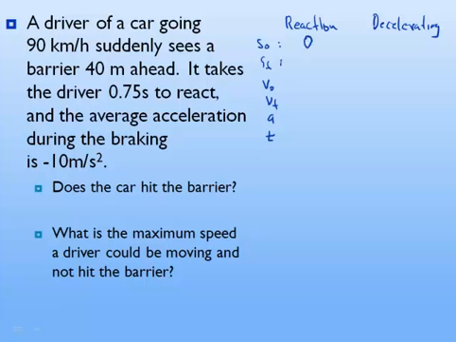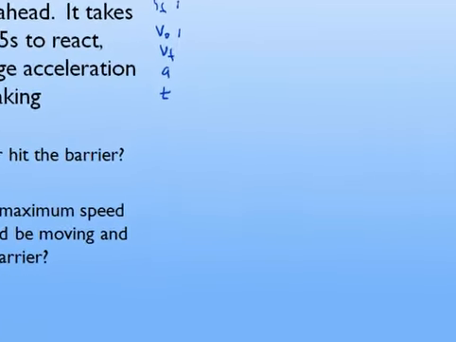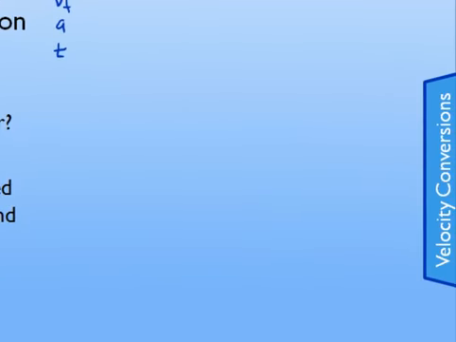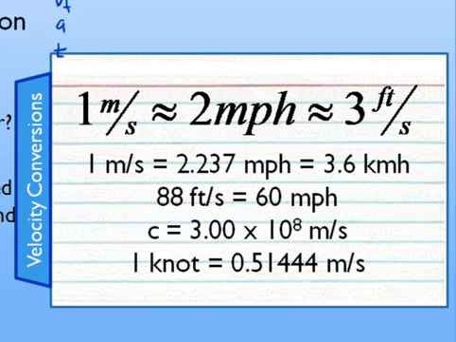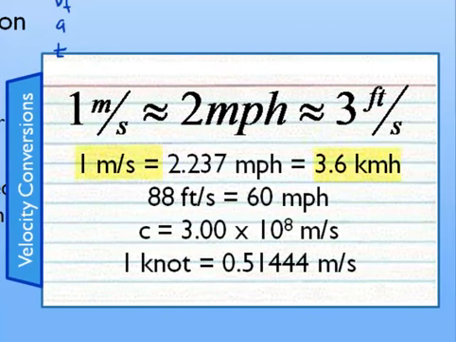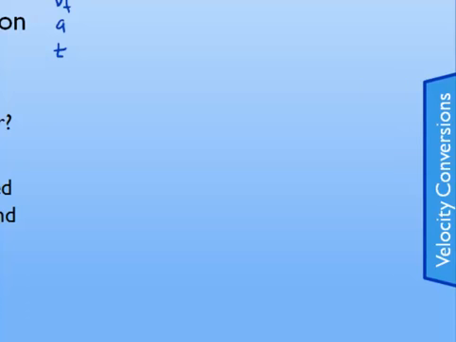So let's say the initial position when all this started was 0. The final position of the reaction stage, we don't know. We don't know how far the car traveled before he hit the brakes. We do know the initial speed. That's 90 kilometers per hour, but that's not in a standard unit. We should convert that second. The conversion factor for meters per second into kilometers per hour is 3.6. So let's calculate that quickly.